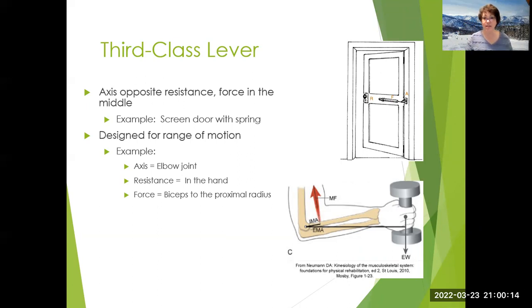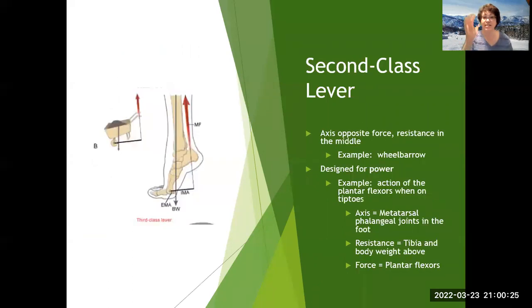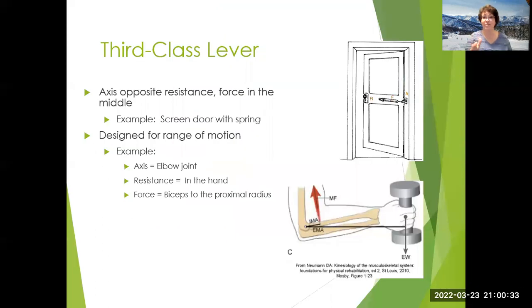So I think of them as the first class lever is FAR, force, axis, resistance, FAR. The second class lever is ARF, ARF, axis, resistance, force. And the third class lever is AFR, axis, force, resistance.